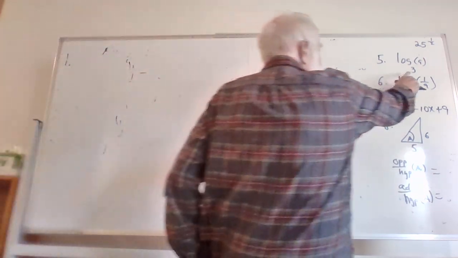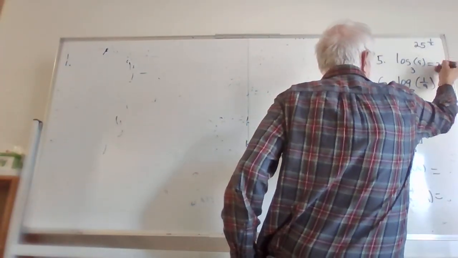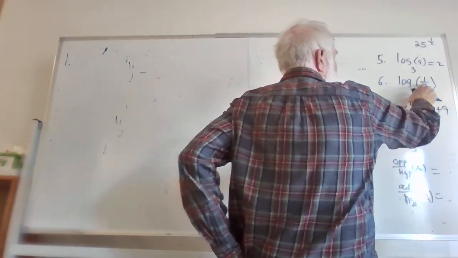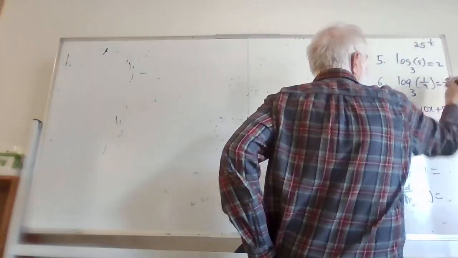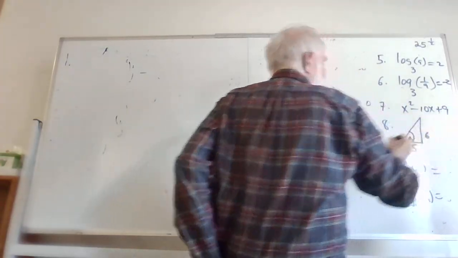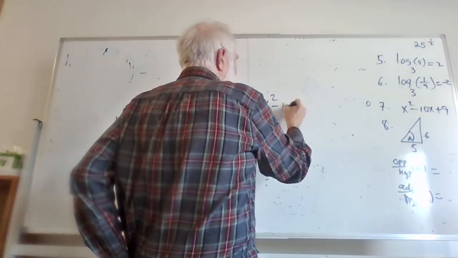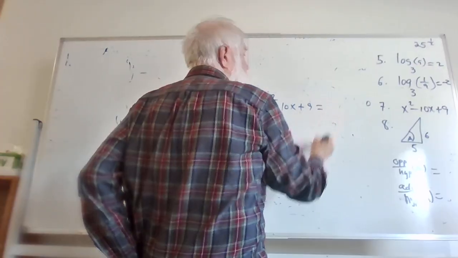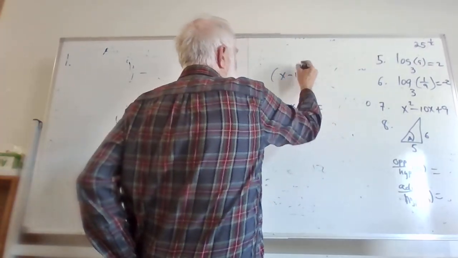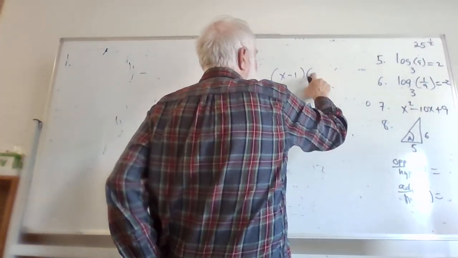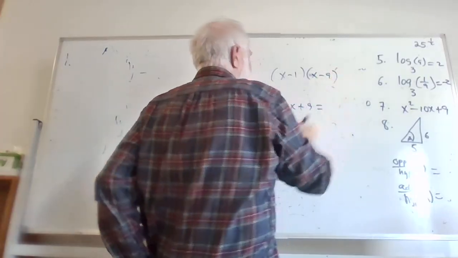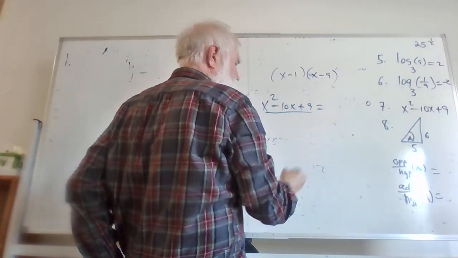All right. What's the exponent you put on top of a 3 to get a 9? A 2. What's the exponent you put on top of a 3 to get a 1/9? A negative 2. x squared minus 10x plus 9. How do you write x squared minus 10x plus 9 as a product? (x minus 1)(x minus 9). Multiply it out, you'll get this.